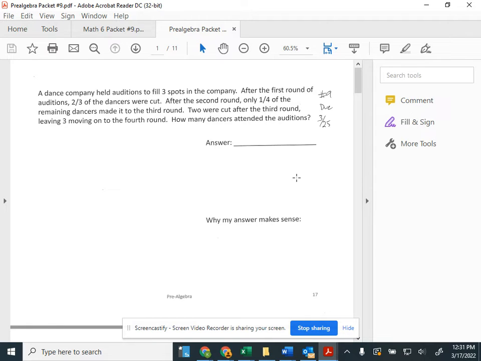Good afternoon. Today's math class, we are reviewing the math packet.